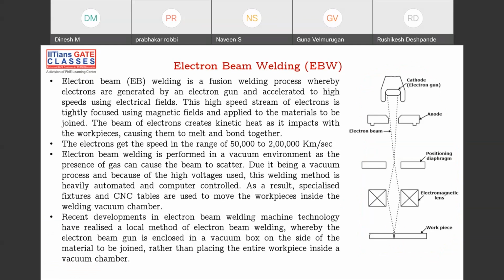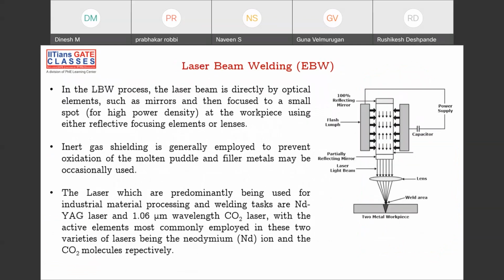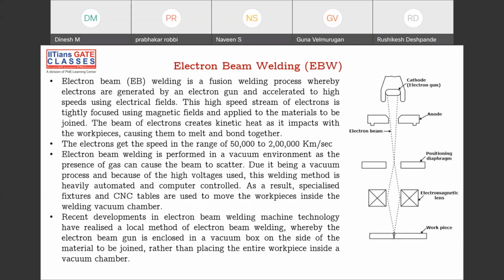That's it. Okay. Laser also, we have seen laser beam machining. There also you are creating laser, and then we are using that heat for cutting. But here you're using it for welding. That's it. Same thing. Both are same. Just for the sake of completeness, I've put it.